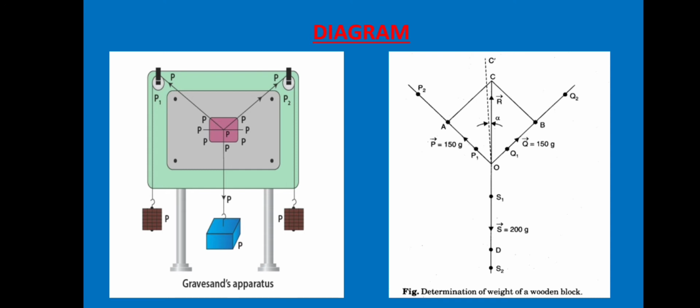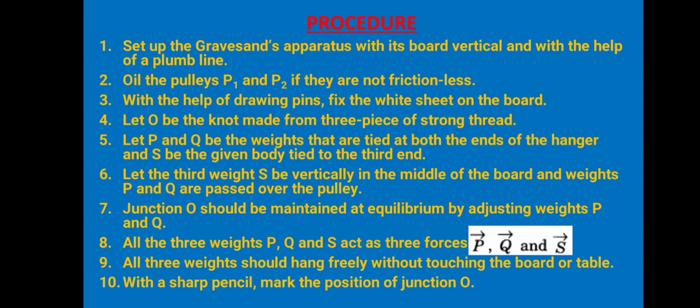Okay. Now from the points A and B, we can use a compass and find out the bisector of the two sides. That bisector will give us the required diagonal, which will be the resultant of the two forces. The procedure is given.